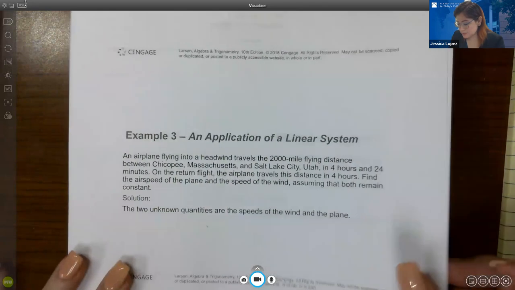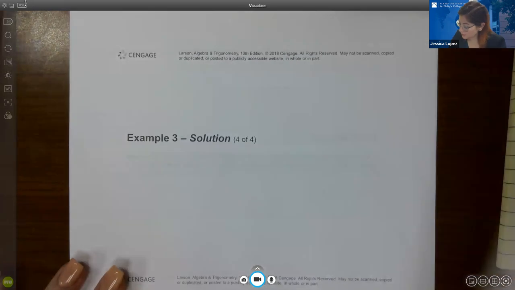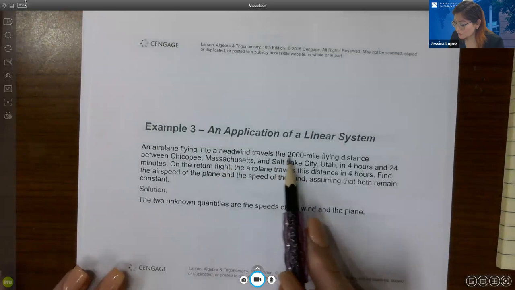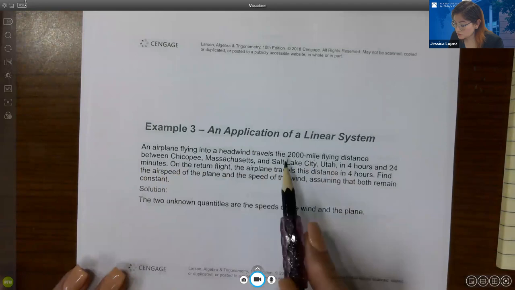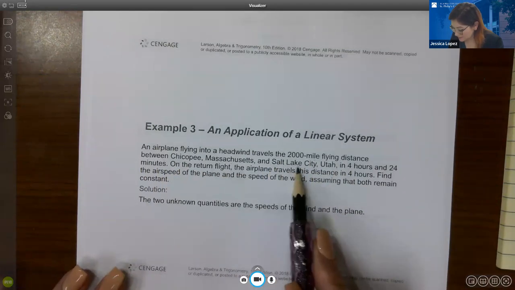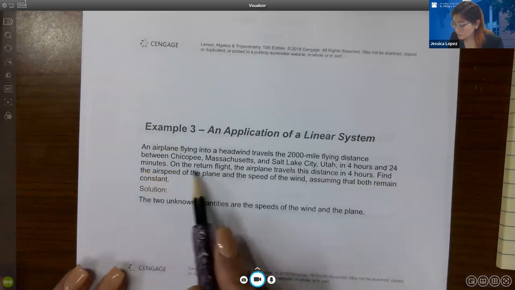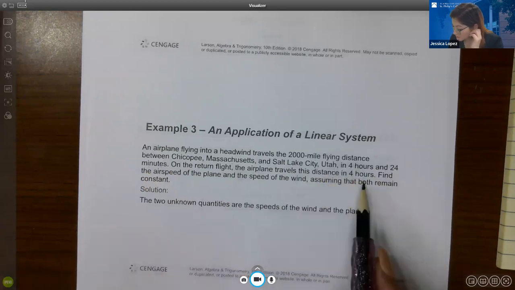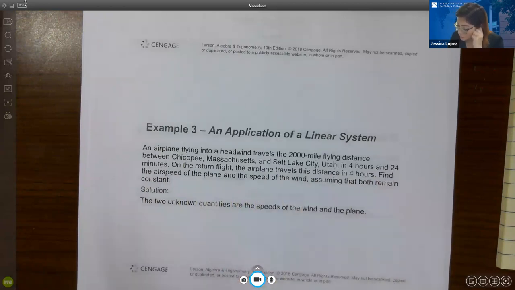So here's an example. It says, an application of a linear system. An airplane flying into a headwind travels 200 miles, the flying distance between Chicopee, Massachusetts and Salt Lake City, Utah, in 4 hours and 24 minutes. On the return flight, the airplane travels the distance in 4 hours. So it's the same distance. Find the airspeed of the plane and the speed of the wind, assuming that both remain constant.